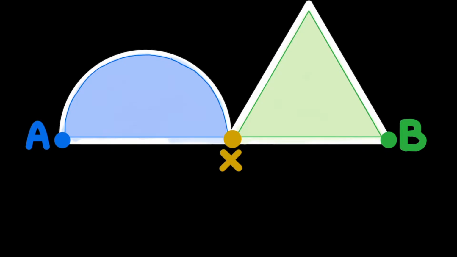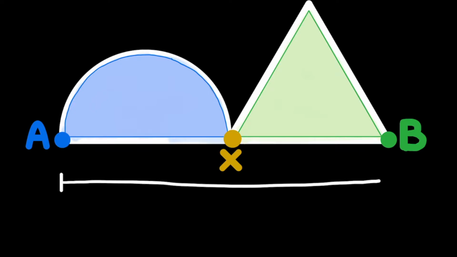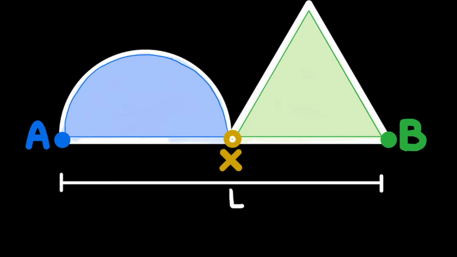We have 2 points, a and b, and between them a straight line with a length capital L. On this straight line, we have a variable point x, and what this x does is it defines two figures. On the left-hand side, the distance between a and x is the diameter of a semicircle, and the remaining distance between x and b defines the length of an equilateral triangle, meaning that each side of this triangle will have a length of small l. Now, as I said before, this x is a variable position.